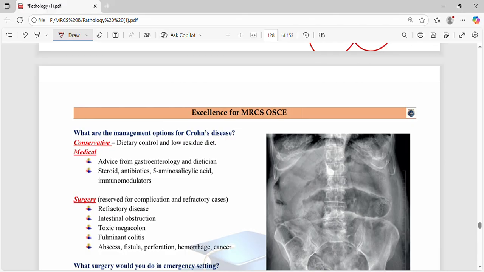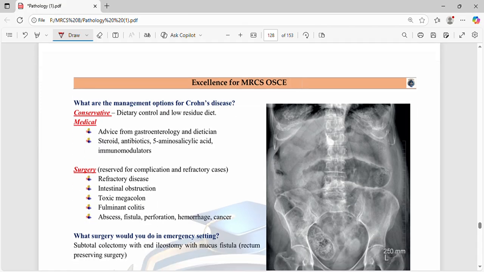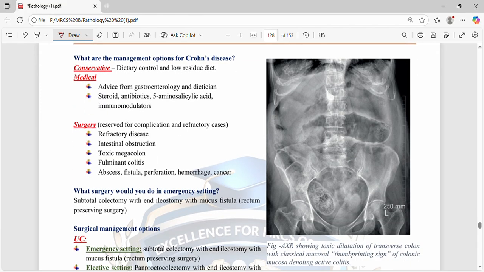What are the management options for Crohn's disease? Conservative: dietary control and a low residue diet. Medical advice from a gastroenterologist and dietitian, steroids, antibiotics, 5-aminosalicylic acid, immunomodulators. Surgery is reserved for complications and refractory cases only.